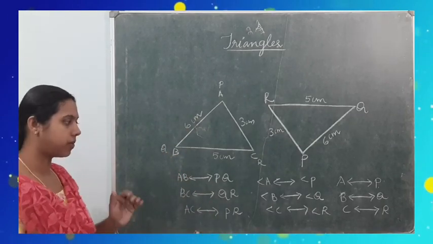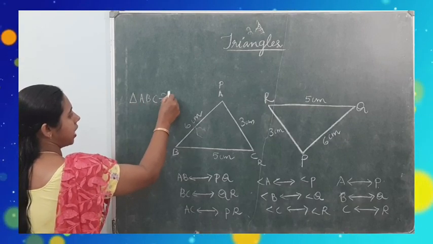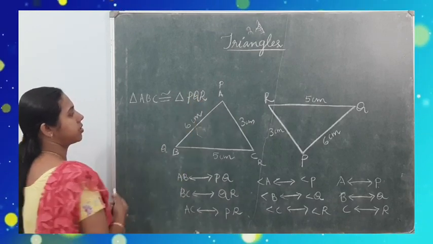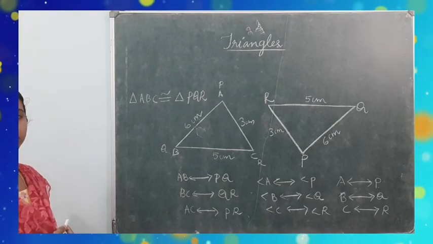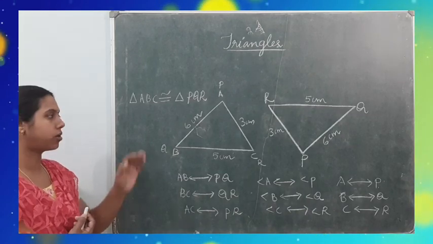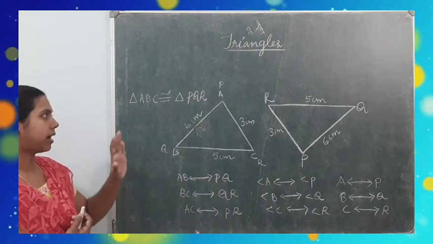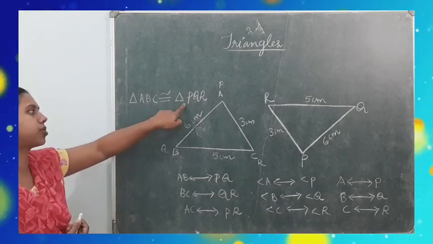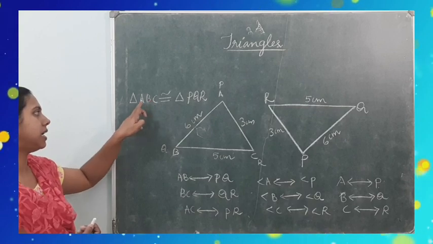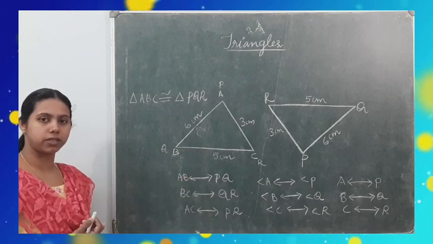So under this congruence we can write that triangle ABC is congruent to triangle PQR. But we cannot write that triangle BAC is congruent to triangle PQR, or that triangle ABC is congruent to triangle QPR. That is all wrong. We can write only this way, triangle ABC congruent to triangle PQR. Or you can write triangle CBA congruent to RQP. So according to the correspondence of the vertices, you can write.